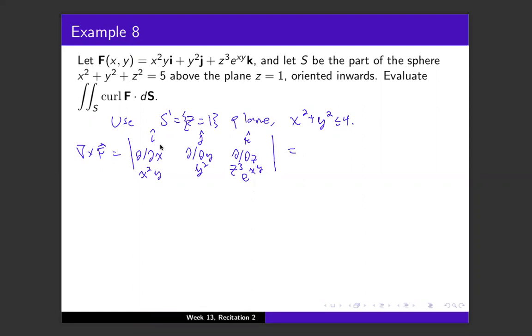And you take this curl, and what do you get? Well, in the i coordinate, this is going to become x z cubed e to the xy i, minus, y, sorry, hold on a second, minus y z cubed e to the xy j, minus x squared.